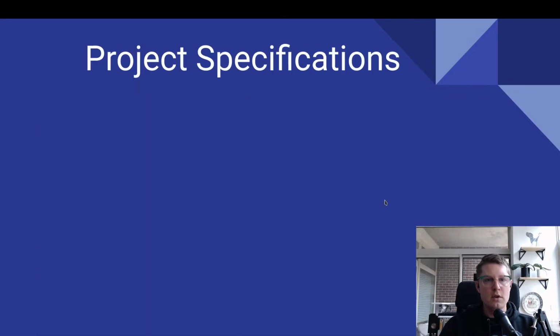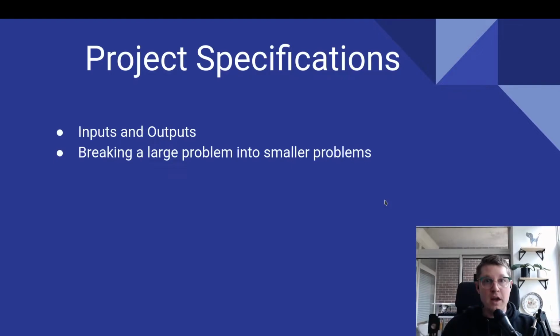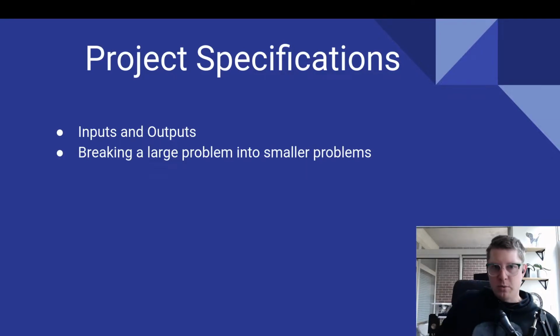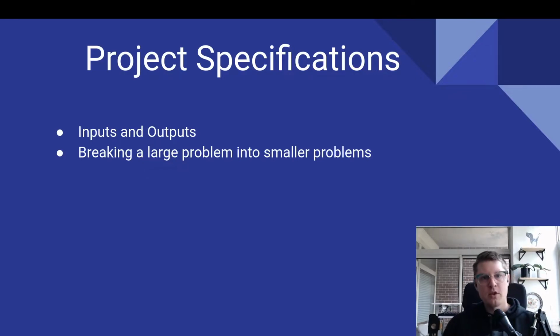Okay. So project specifications. First, I determine my inputs, the CSV file of attendance data, and the outputs are the email messages, and then also some information about whether or not the emails were sent, just for debugging.